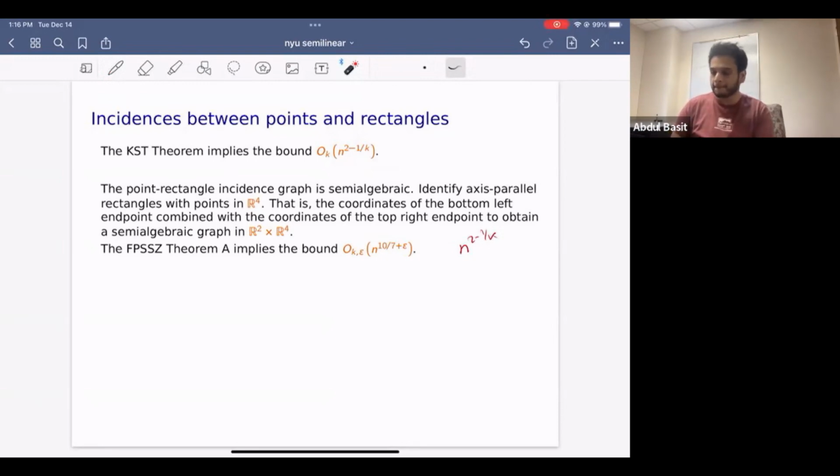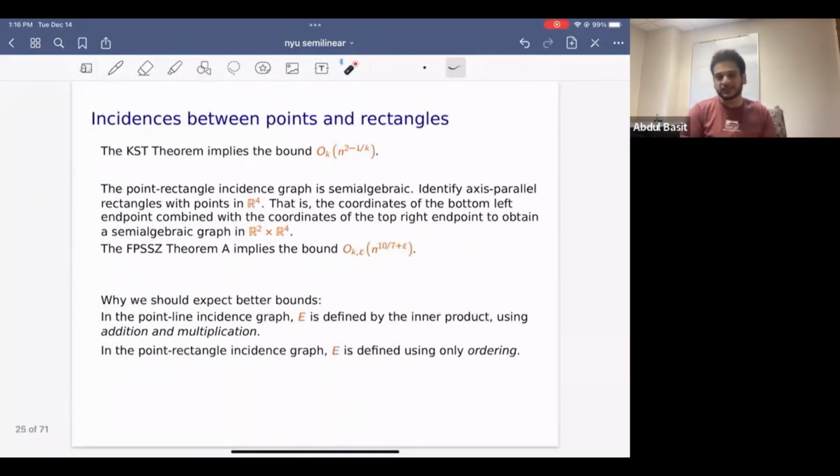Okay. But now, why should we expect to do better? Here's one reason why intuitively it should be possible. If you look at the point-line incidence graph, it's defined using the inner product, so we're using addition and multiplication. But in my point-rectangle incidence graph, the only thing I'm using is ordering. Not much else. So it's somehow a much simpler relation, and hopefully we can say something about this. And that is what we do, in fact.